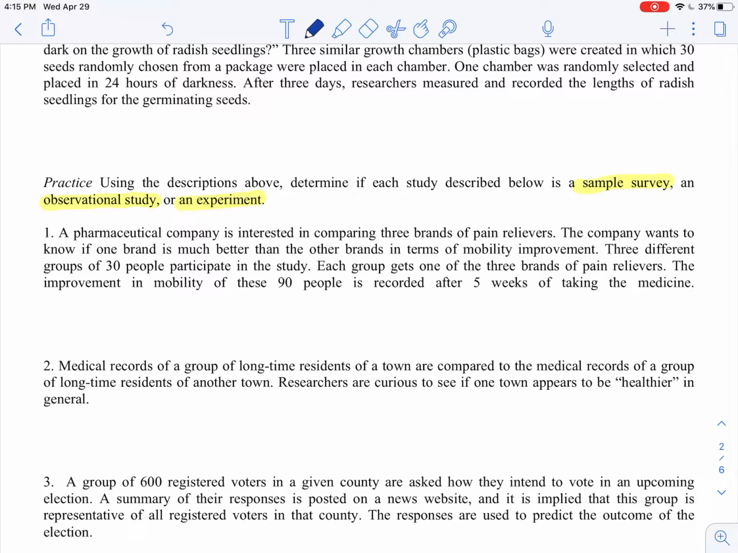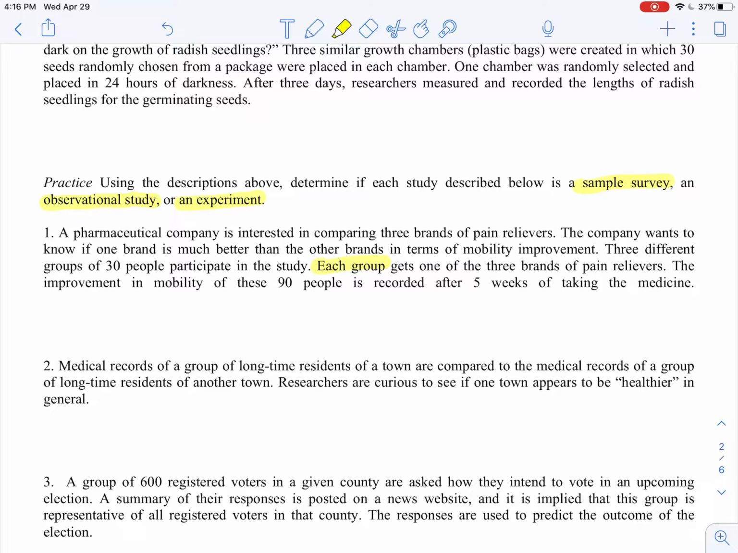A pharmaceutical company is interested in comparing 3 brands of pain relievers. The company wants to know if one brand is much better than the other brands in terms of mobility improvement. 3 different groups of 30 people participate in the study. Each group gets one of the 3 brands of pain relievers. The improvement in mobility of these 90 people is recorded after 5 weeks of taking the medicine.